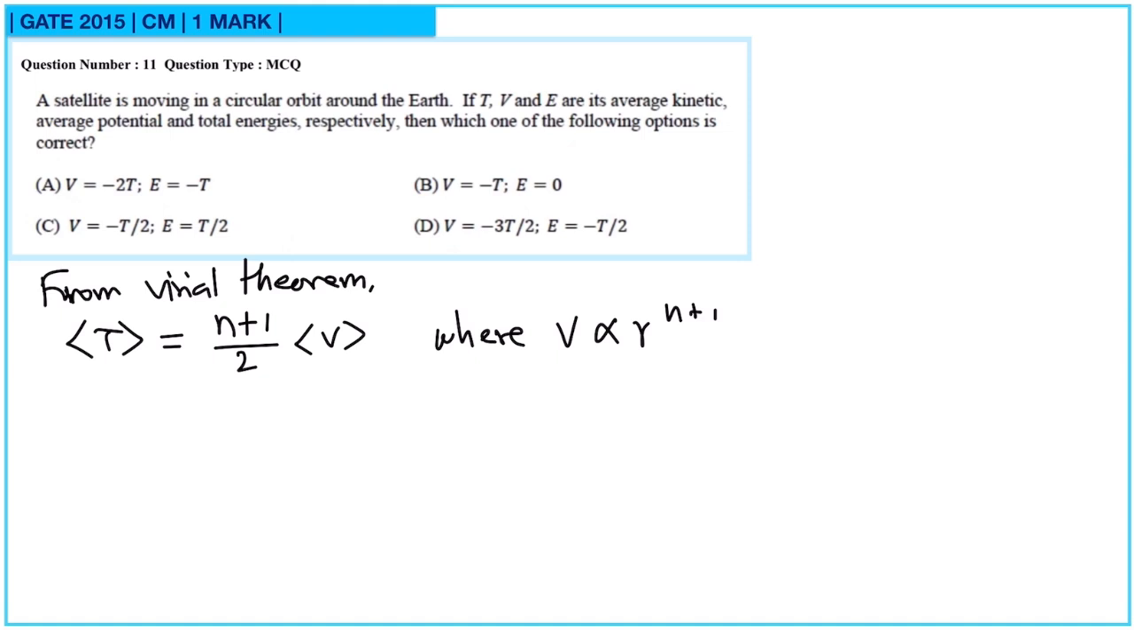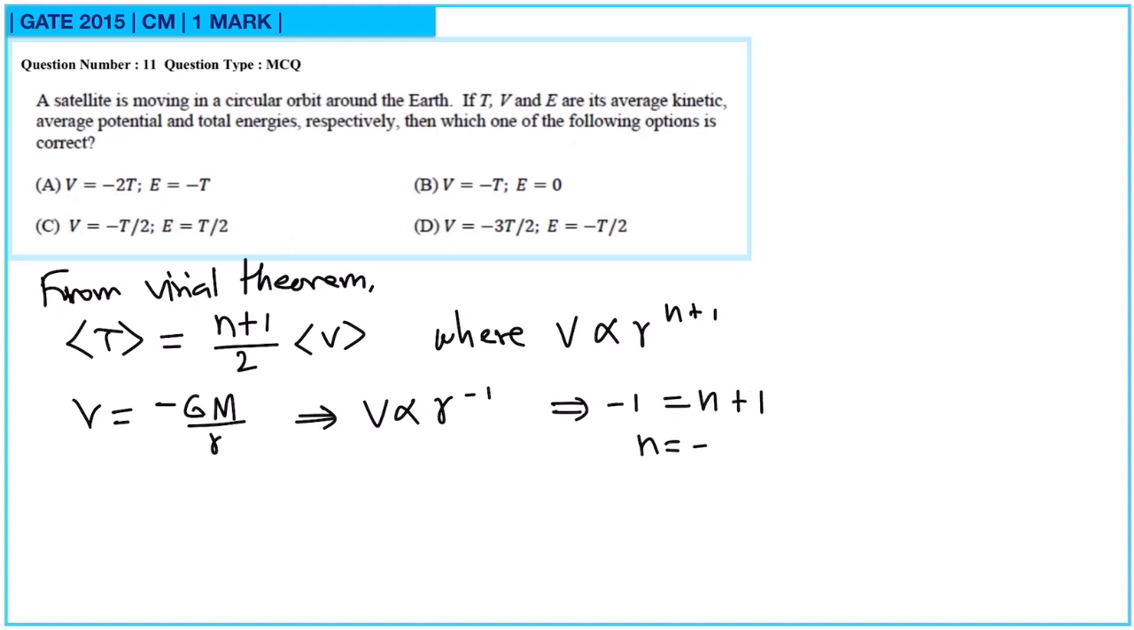The satellite is moving in a circular orbit, so the potential is of the form minus GMm by R. It is inversely proportional to R, so V is proportional to R raised to minus 1. That means minus 1 is equal to n plus 1, which gives us n is equal to minus 2. So T is equal to (minus 2 plus 1) by 2 V, that is equal to minus 1 by 2 V.